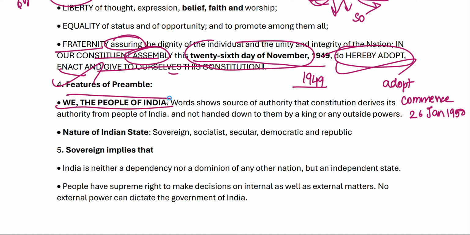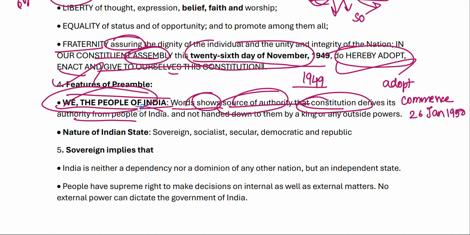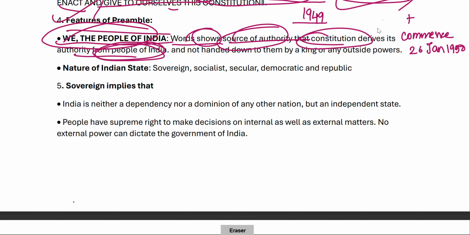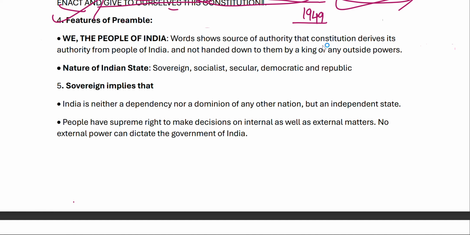Features of the Preamble: We the people of India. These words show the source of authority, that the Constitution derives its authority from the people of India. So we say that the Constitution is deriving its authority from the people of India, right?